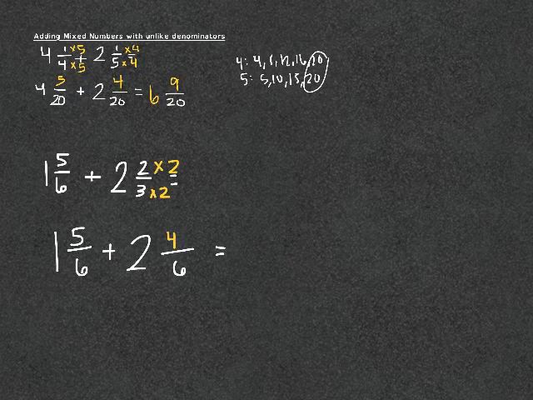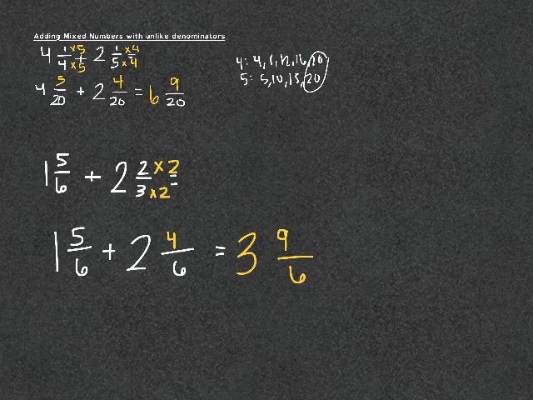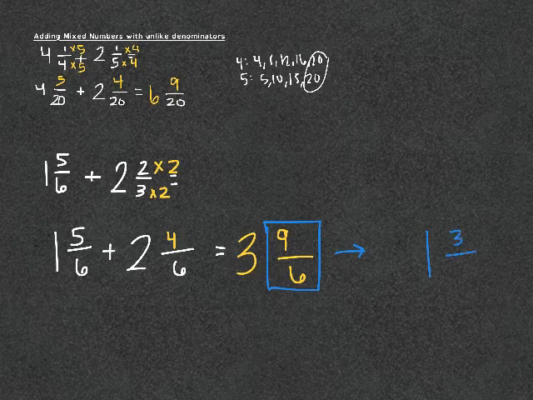Now, when I add it up, 5/6 plus 4/6 is 9/6. And then 1 plus 2 is 3. Now, I notice that 9/6 is an improper fraction, so I have to turn 9/6 into a mixed number. So I ask myself, how many times does 6 go into 9? Once. And there are 3 left over. We could also do 9 divided by 6. 6 goes in once, subtract 6, and we're left with 3. So it's 1 whole and 3/6 left over.